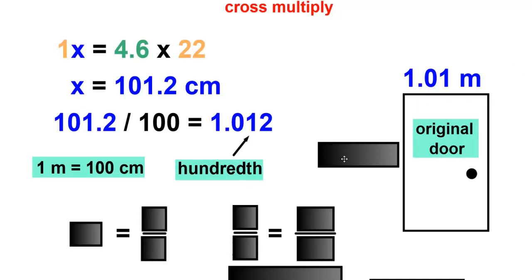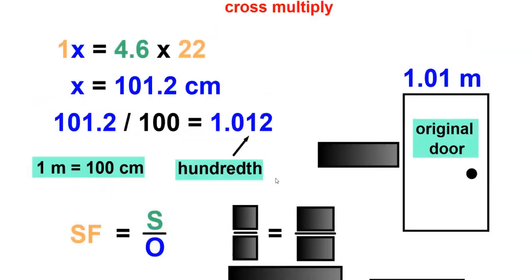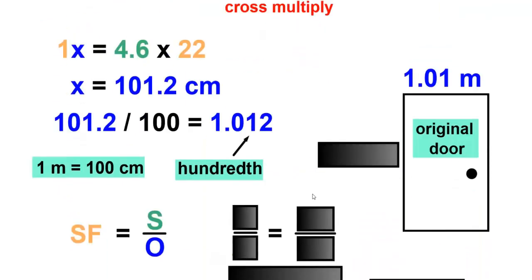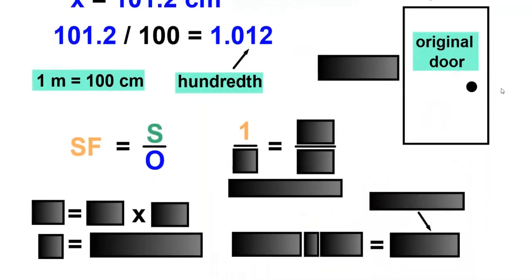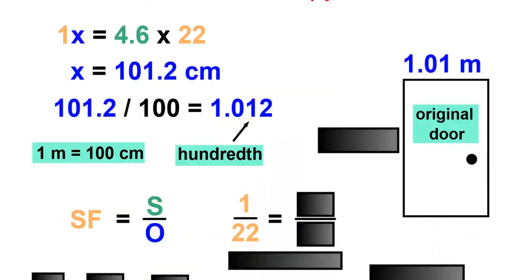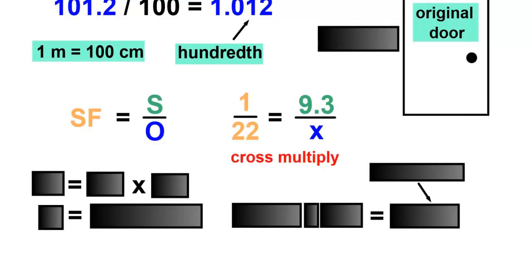Now we'll find the dimensions of the height of the door. Use the same formula, scale factor equals scale divided by original. The scale has a ratio of 1 to 22, so write that as 1 divided by 22. And that will equal the scale. And the scale of the height of the door will be 9.3 centimeters. So we'll write 9.3 divided by the original, which is the unknown, so we'll use x.